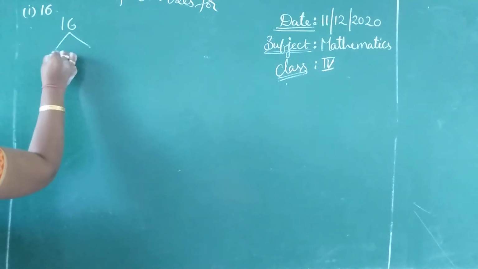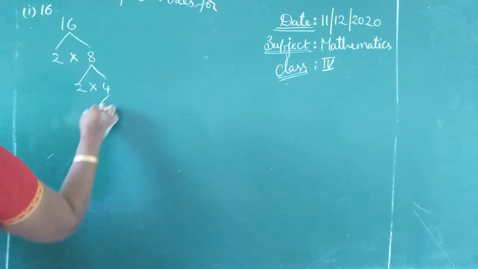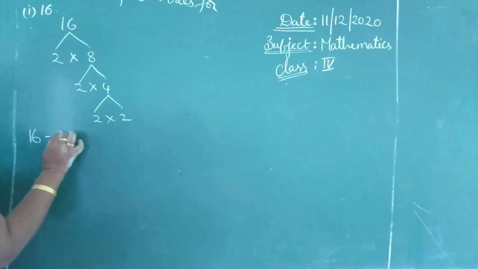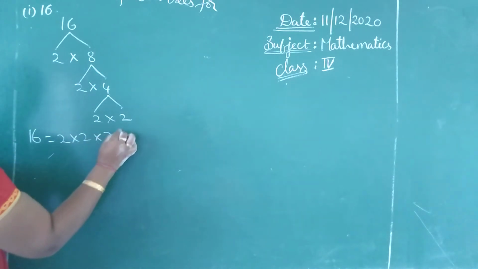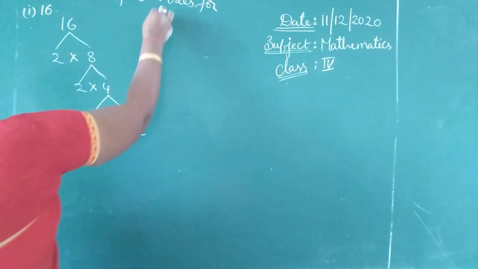16 factor tree. 2 8s are 16. 8 can be written as 2 4s are 8. 4 can be written as 2 2s. So simply 16 can be written as 2 into 2 into 2 into 2. This is one way.